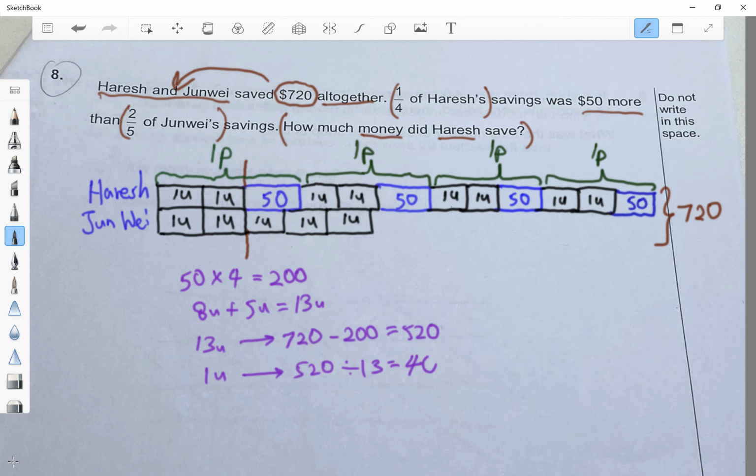So the question wants us to find Haresh. So Haresh is basically 8 units plus 200. So let me just write this down. Haresh is 8 units plus 200. From the model, it's very clear. 8 units plus 200. And that is 40 multiplied by 8 plus 200. And if I key everything into the calculator, the answer is 520.